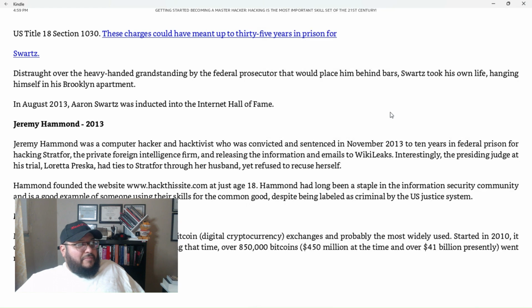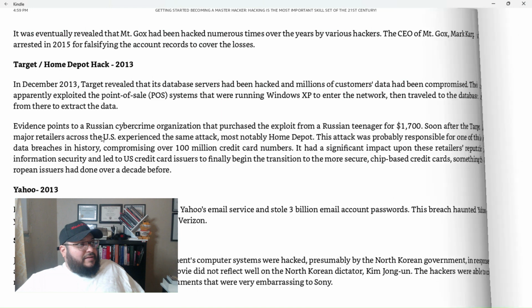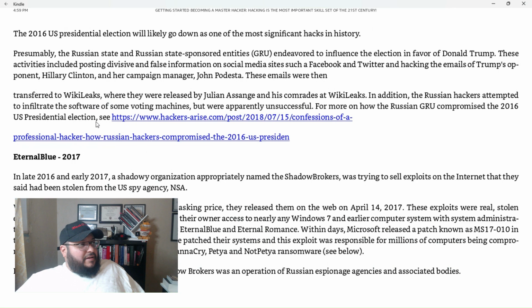Great book. This is all a great read, but we're going to skip all this, right? This is stuff that you need for an interview. Read all this for an interview. I'm glad I know where it's at, because they're always going to ask you what's the latest or what is the most memorable hack. And EternalBlue is the one I go to because it's the most interesting one to me.